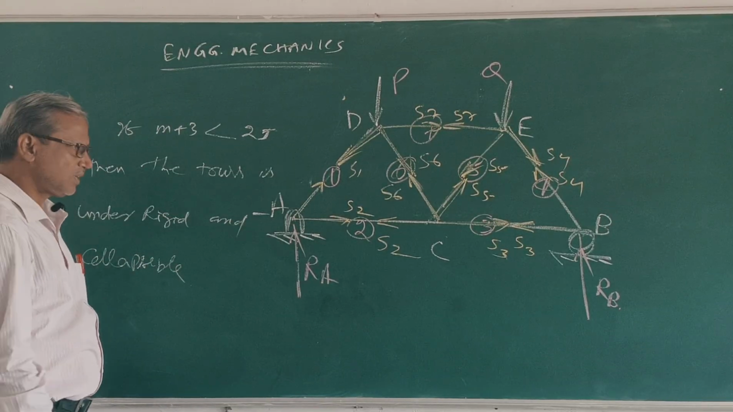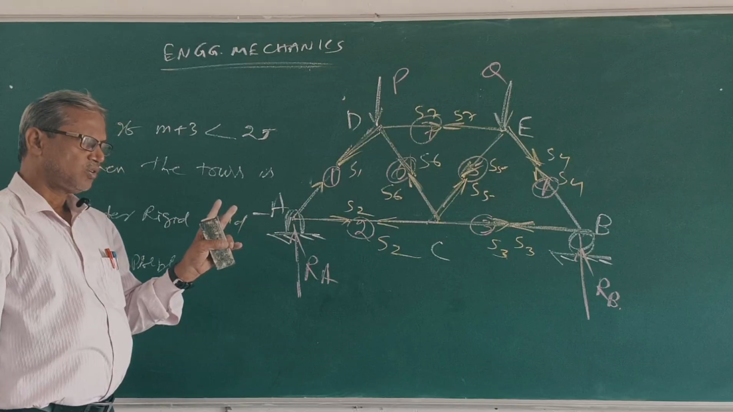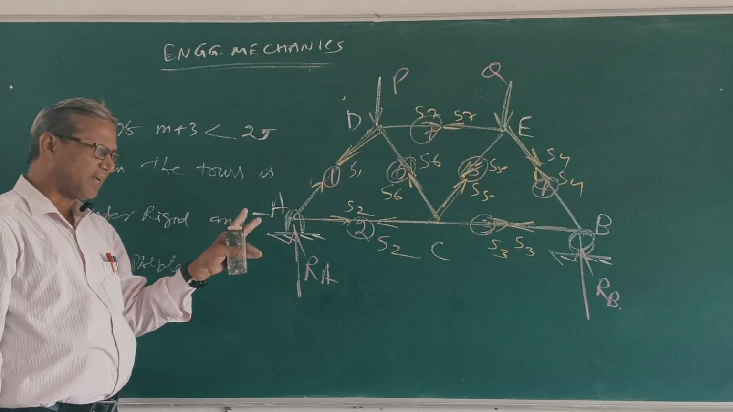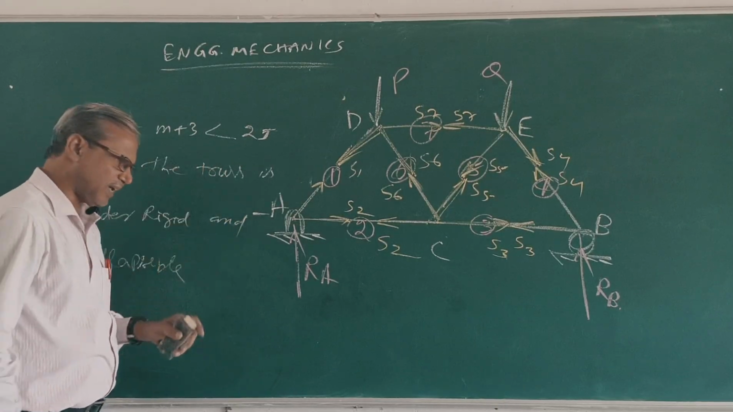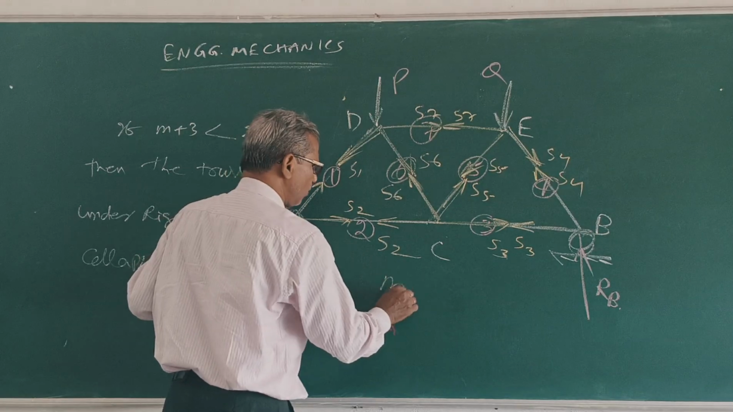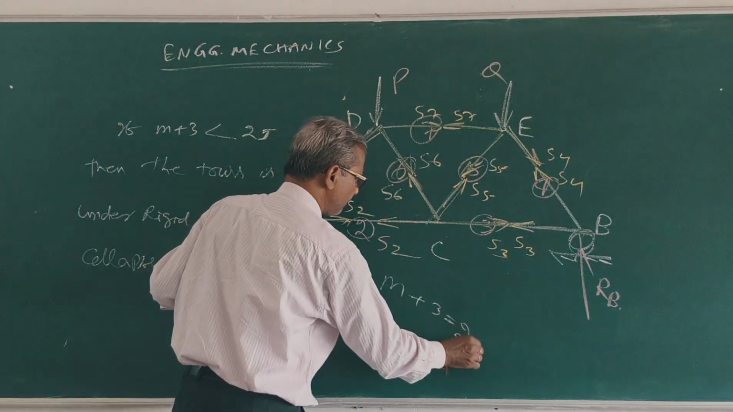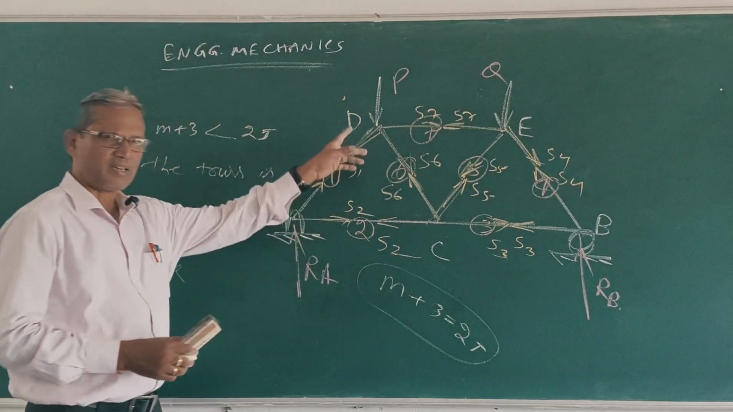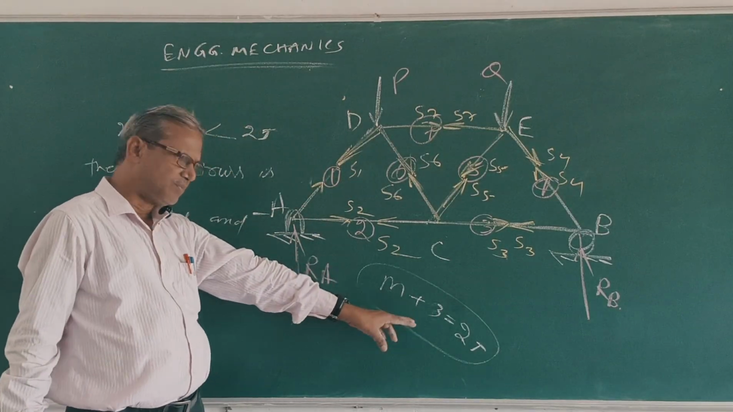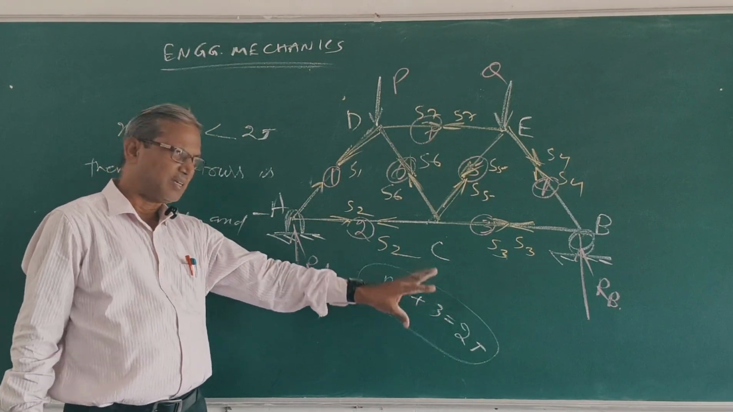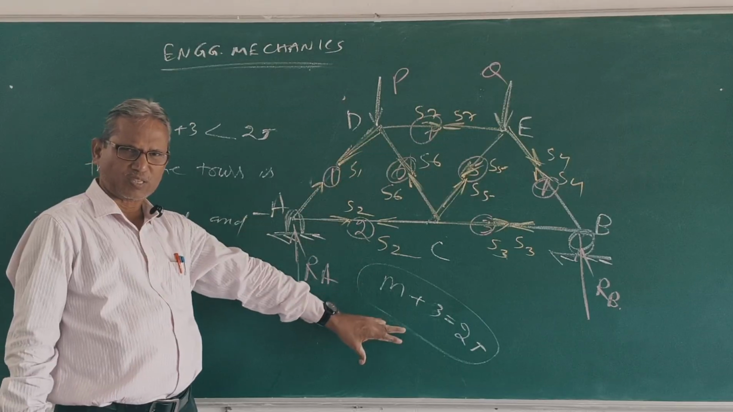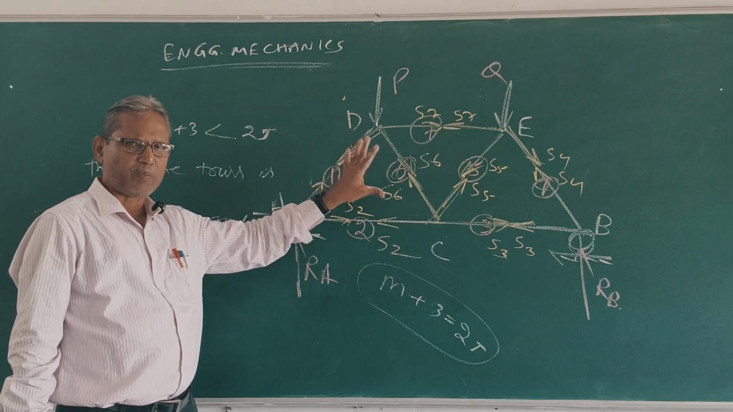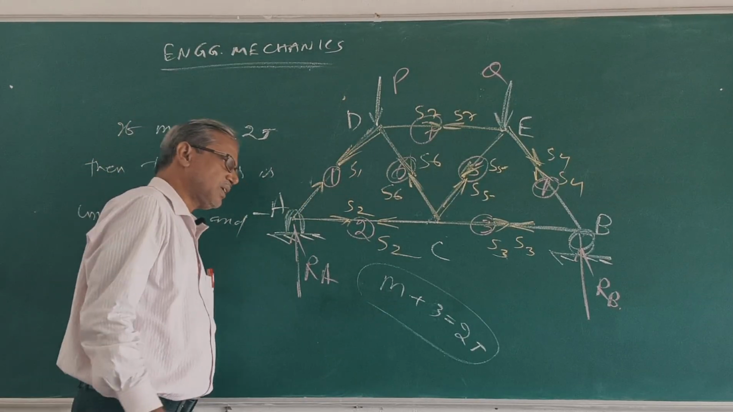Clear? So to make the truss perfect, the equation m + 3 = 2j must be satisfied. In this truss, m is 7, j is 5, so m + 3 is equal to 2j. This truss satisfies this equation, so this is a perfect truss. Clear?